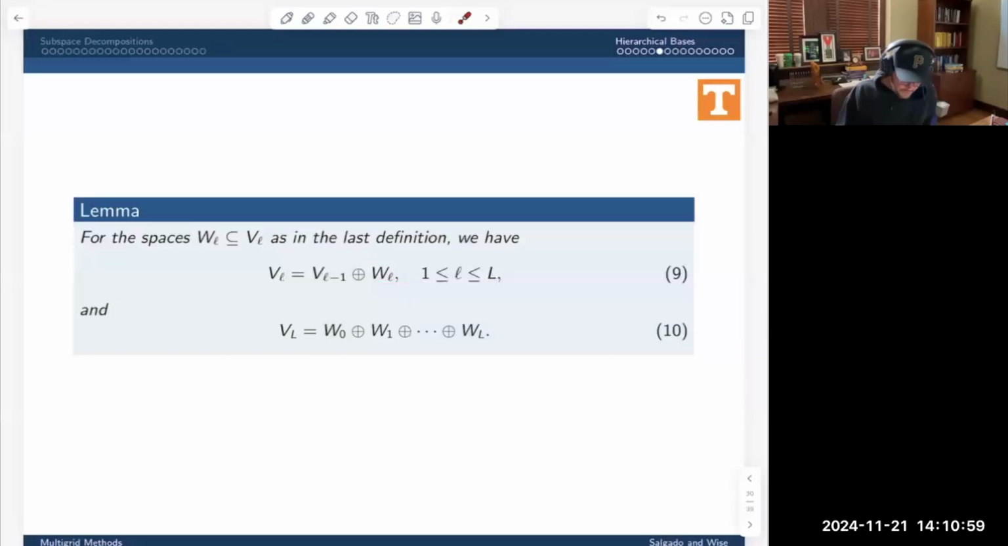And then we'll also show that if we're at L equals capital L, then we can use this decomposition recursively, and we can show that VL is equal to W0 direct sum with W1 all the way to direct sum WL. So these 2 things we'll start with next time and show.